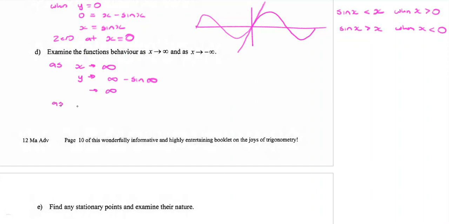And as x is approaching negative infinity, we're going to have y approaching minus infinity minus sine of minus infinity. Again, it doesn't really matter what you put in there. It keeps oscillating between plus 1 and minus 1. So this thing here can have a maximum value of 1 and a minimum value of minus 1, which means you're not adding or subtracting very much, but really just this thing here, the minus infinity.